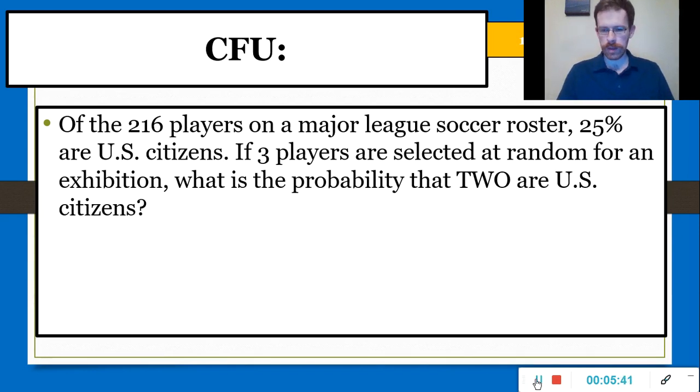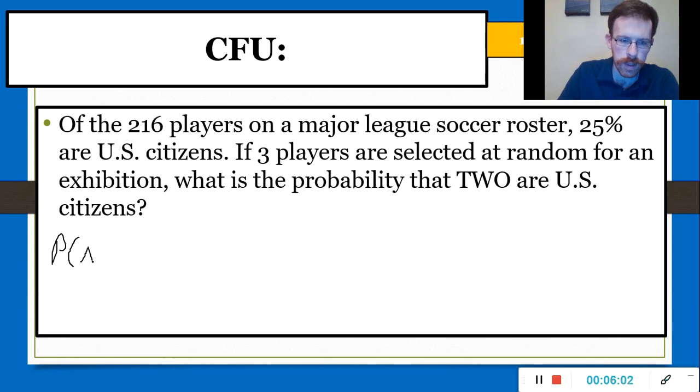Give me just a moment. Now, you might say, okay, well, this is E out of T, or at least the probability of 2 players are E out of T. Actually, 2 American citizens. I'll put probability of A for America.